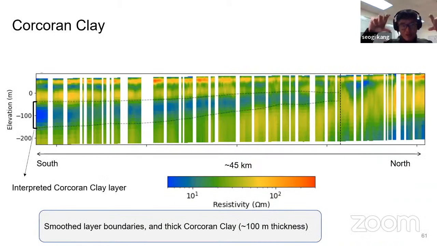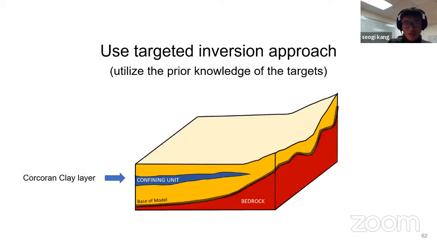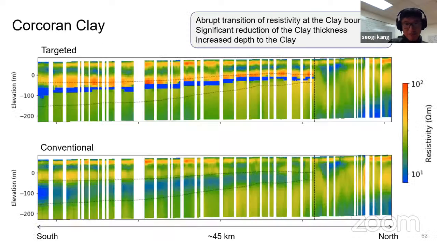But if you zoom in, that's the vertical section of a flight line. What we see is very smooth layer boundaries, and a very thick Corcoran clay, about 100 meters thick. That is not what we're expecting. From the well data, we're expecting about a 20-meter thick Corcoran clay layer. So it is okay, but somewhat wrong. So the question was, how do we improve the accuracy of the inversion? And that was the motivation to develop this targeted inversion approach.